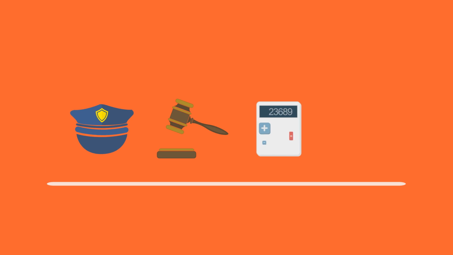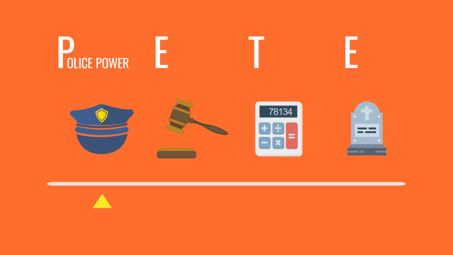Well, I hope that helps you understand the 4 government powers a little better. Remember the acronym PEAT, which stands for Police Power, Eminent Domain, Taxation, and Escheat.